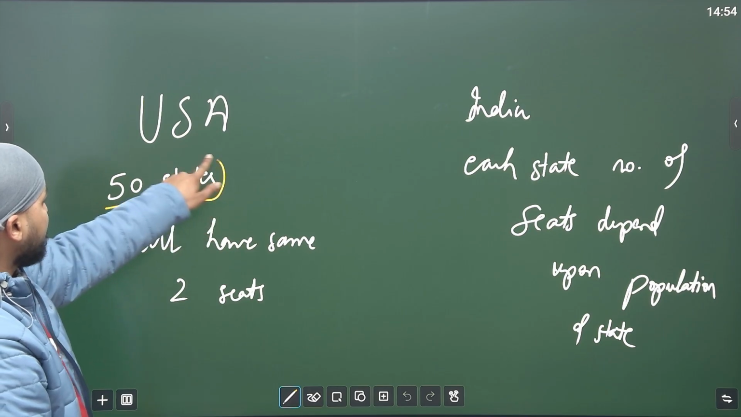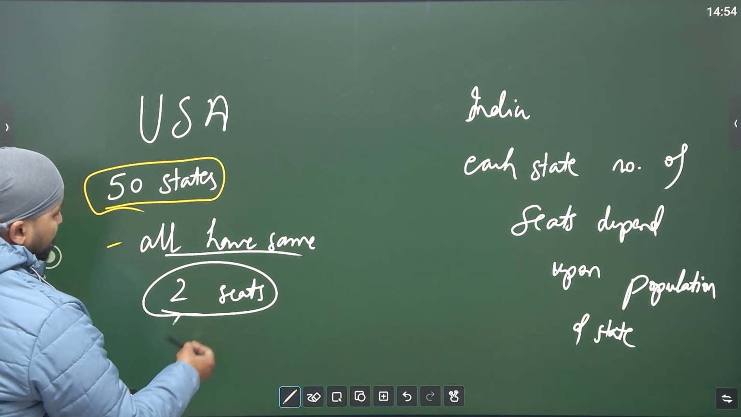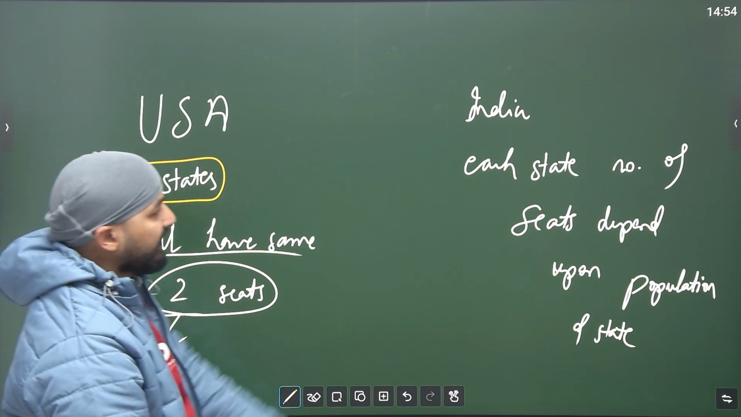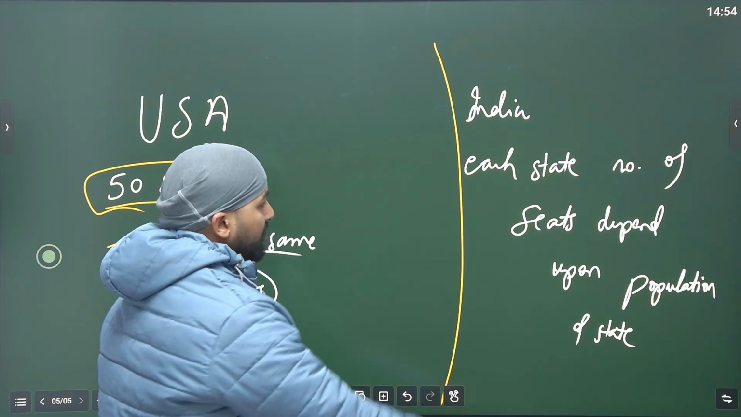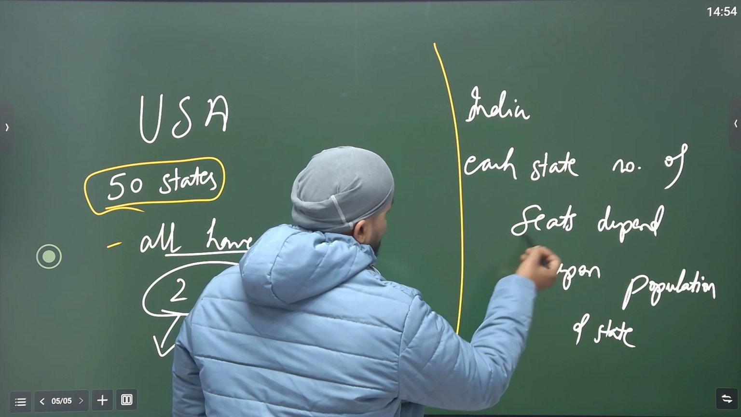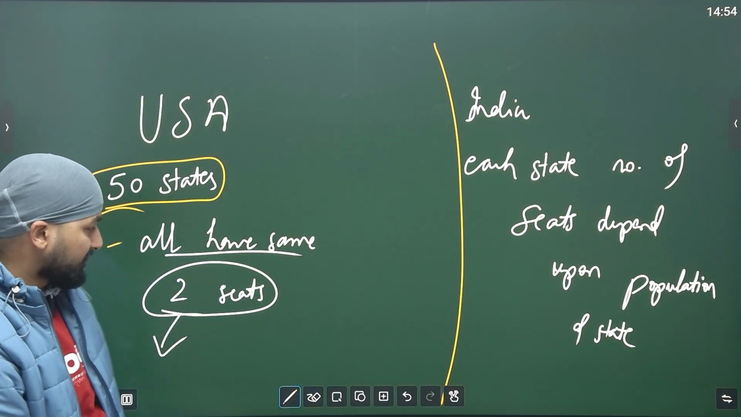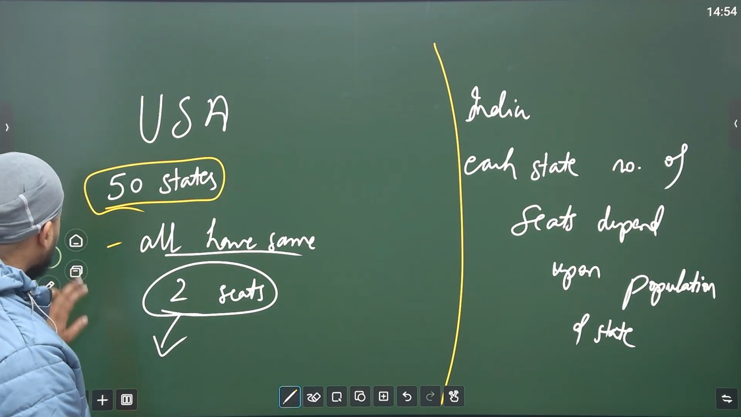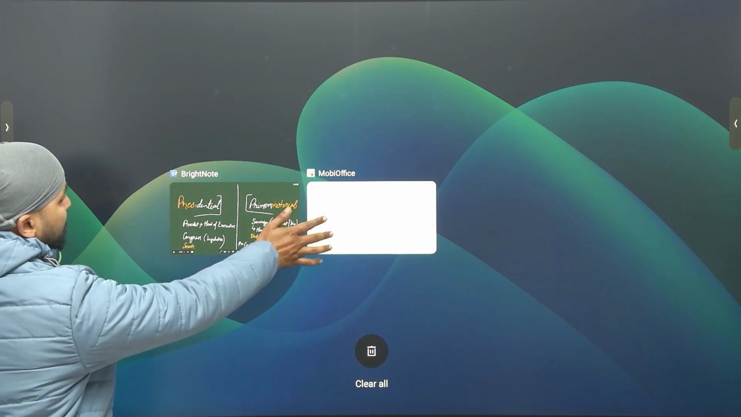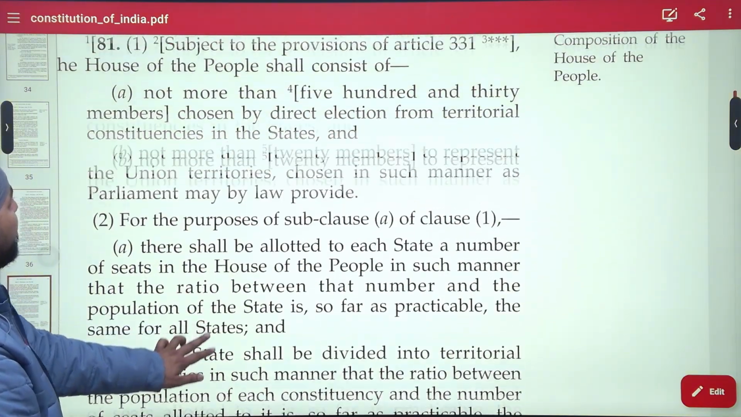The USA has 50 states, all have the same 2 seats. But in India, Rajya Sabha is differently constituted. Some states have a large number of members in Rajya Sabha, some have very few. This was discussed so that you understand that our parliamentary system is not exactly a replica of others, but very different.